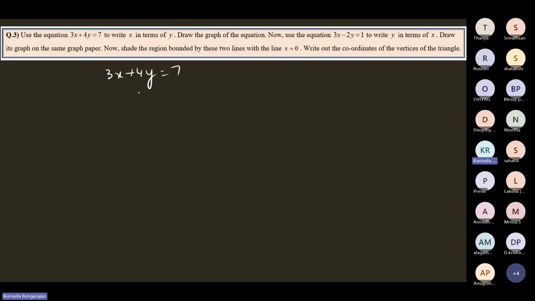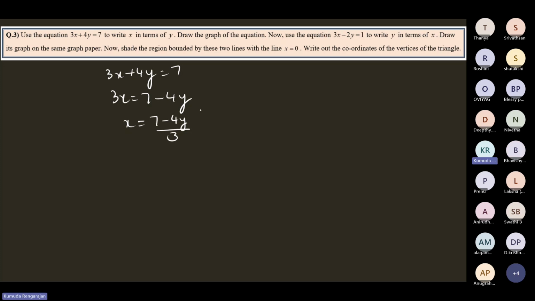How do we write x in terms of y? X in terms of y means you should write x is equal to. Tell me, children. X equals (7 minus 4y) by 3. Tell me the steps, no? 3x equals 7 minus 4y. So x equals (7 minus 4y) divided by 3. Very good, Swati. Thank you.